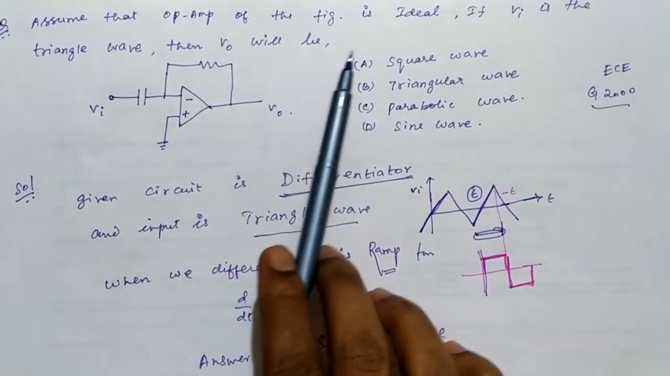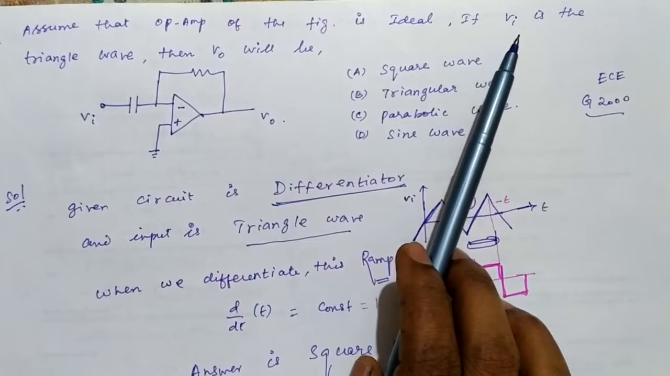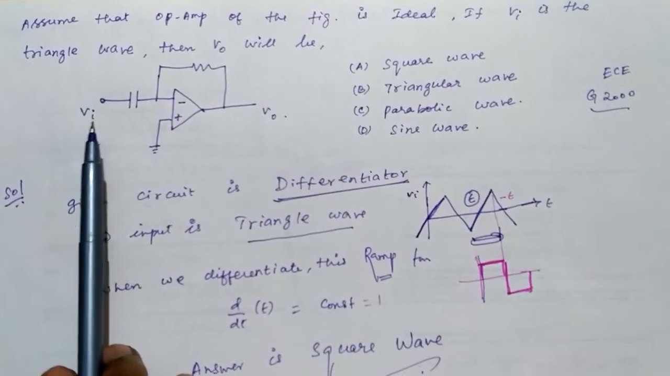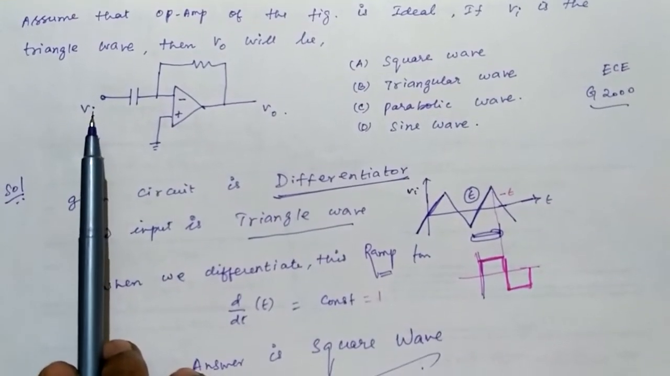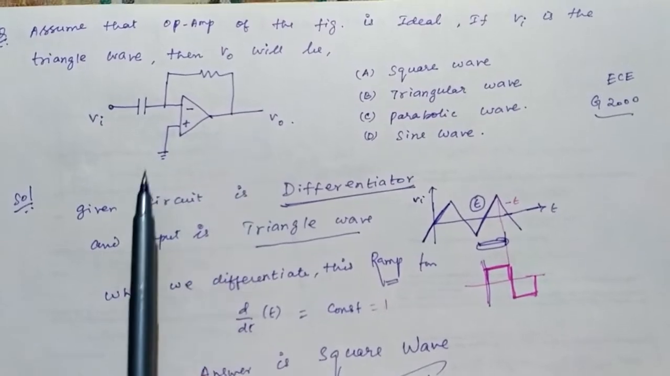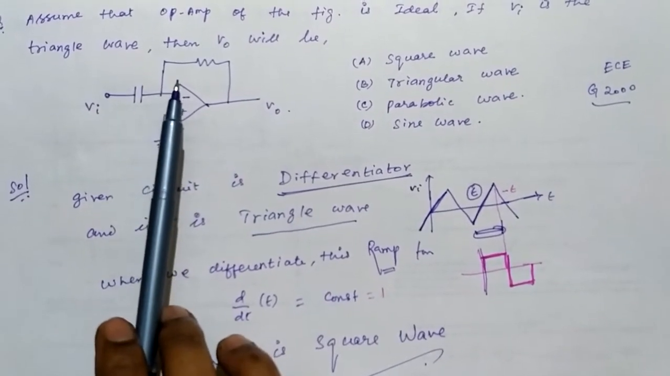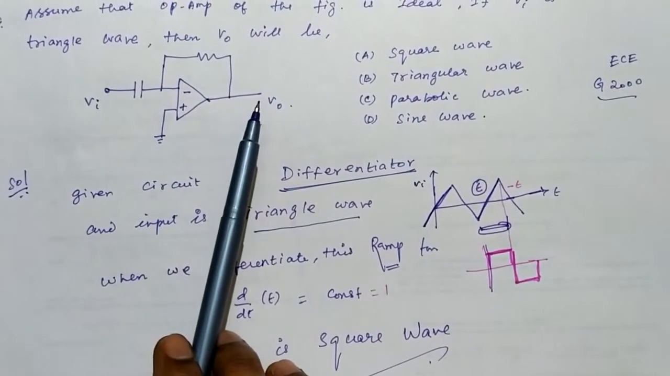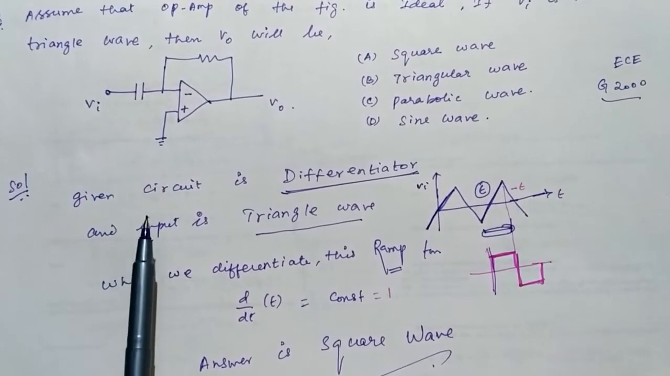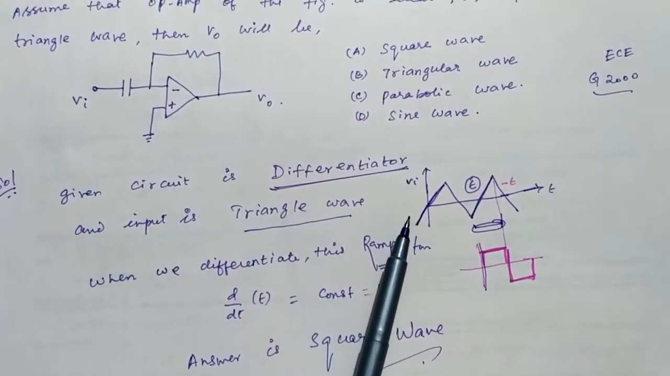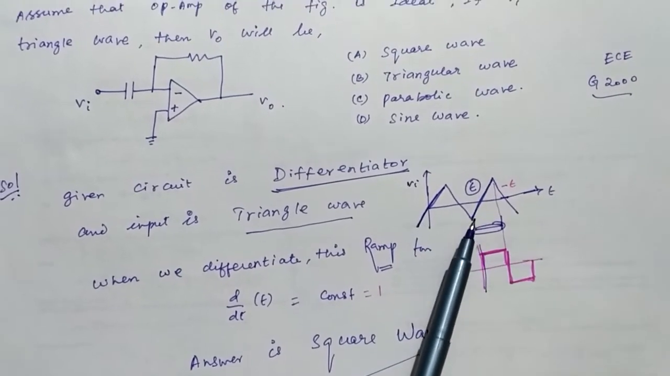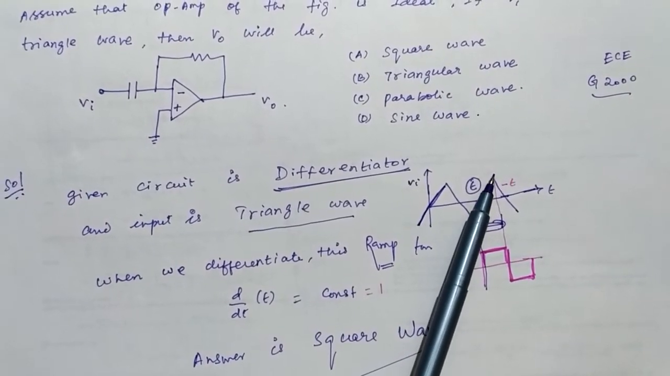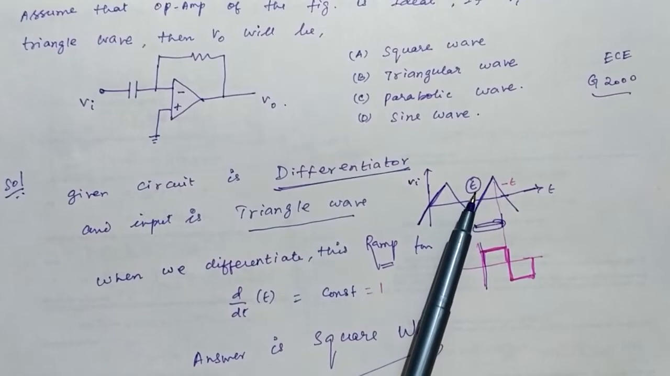Assume that the op amp circuit shown in the figure is ideal. If the input voltage VA is a triangular wave, then what is the output voltage? So this input voltage is a triangular waveform. What is the output voltage? From the observation we can conclude that the given diagram is a differentiator, so the output is the differentiation of the input. The input is a triangular wave, so let us take the triangular wave like this. We will consider the time interval in this area, where it is increasing like a slope. Let us take the slope as t.